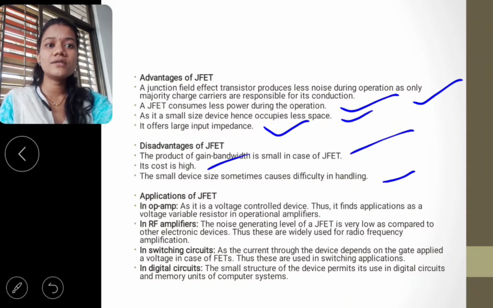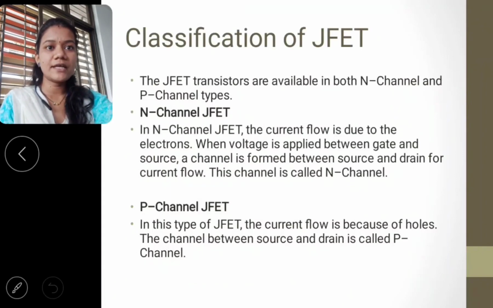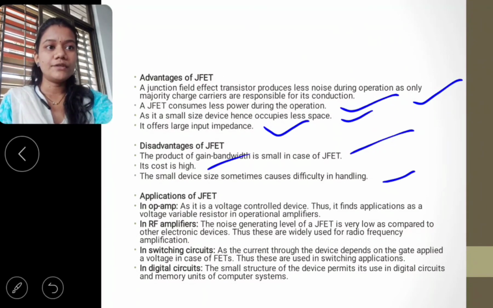Then in switching circuits, as the current through the device depends on the gate applied voltage in case of the FET, it is used in switching applications. Next is digital circuits. The small structure of the device permits its use in a digital circuit. As JFET is small in size, because of this advantage, it is also used in digital circuits. So these are some advantages, disadvantages and applications of JFET.